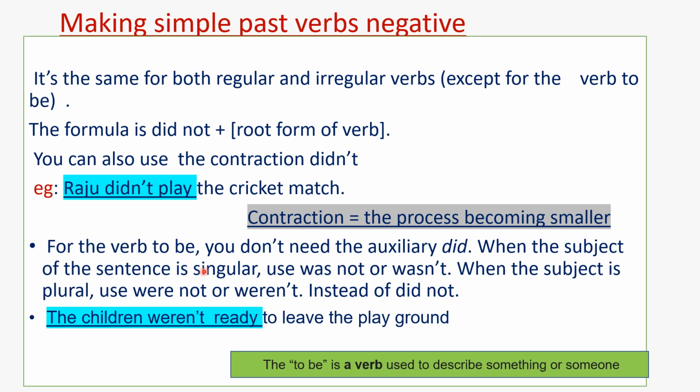For the verb to be, you don't need the auxiliary verb. Auxiliary means helping verb. When the subject of the sentence is singular, use was not or wasn't. When the subject is plural, use were not or weren't instead of did not. For example, the children weren't ready to leave the playground. Look at here. To be is a verb used to describe something or someone.